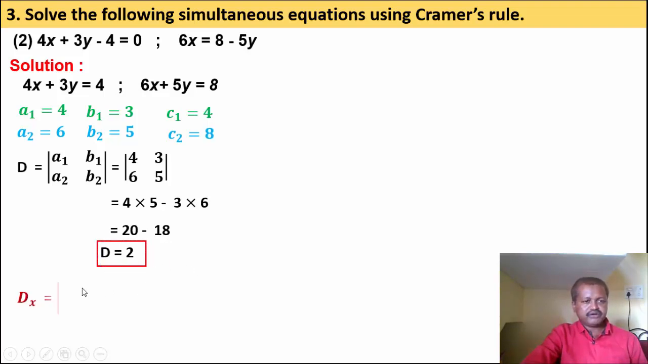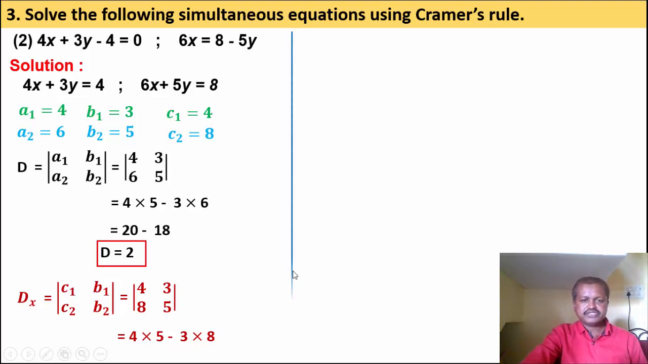Now you calculate the value of dx: c1 b1, c2 b2, put in the values. For c1 b1 you write 4, 3, and for c2 b2 you write 8, 5. Now you take cross multiplication, 4 into 5 minus 3 into 8. Now solve this: 4 into 5 is 20, minus 3 into 8 is 24. So you write 20 minus 24, and on simplification you get dx is equal to minus 4. So this is the value of dx.